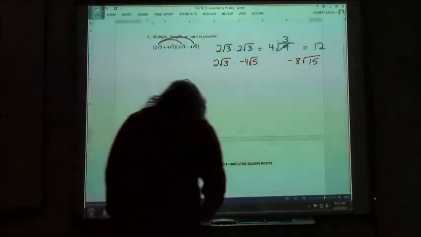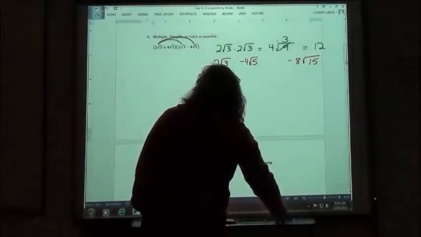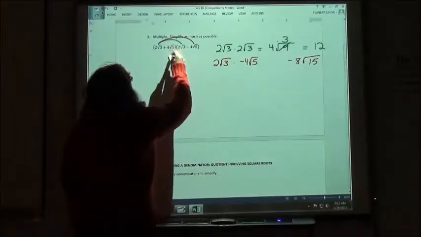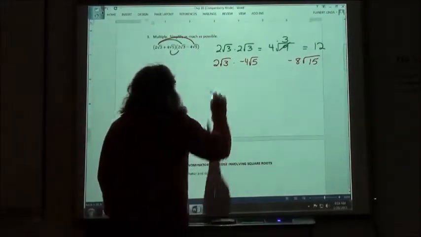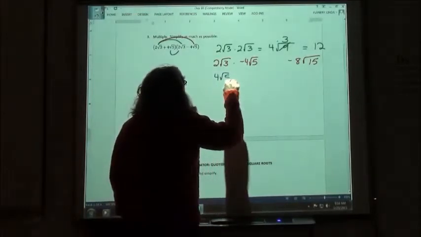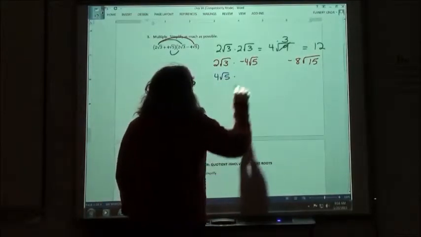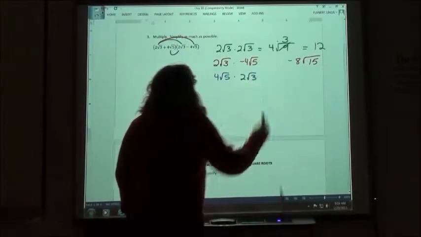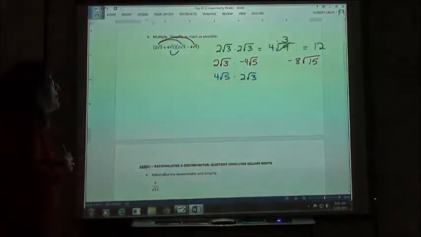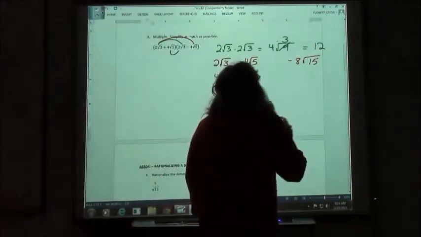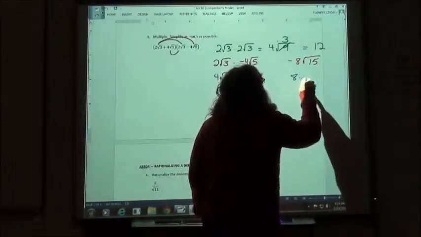So we do the inside pair. The inside pair says we're going to multiply what? 4 square root of 5 times the 2 square root of 3. And when we multiply that, we get 8 square root of 15.